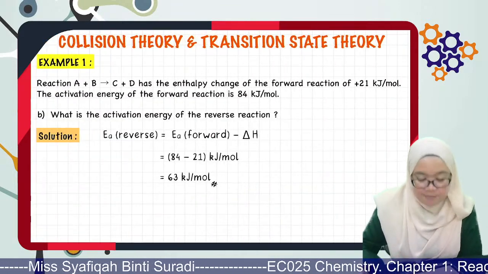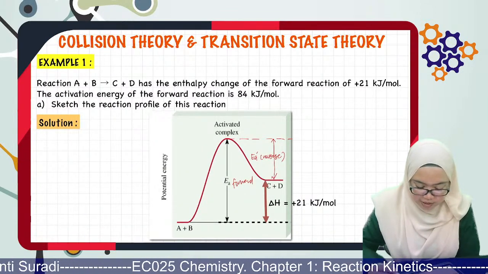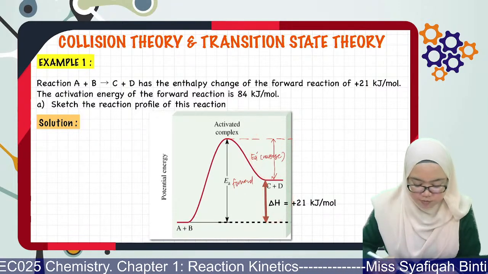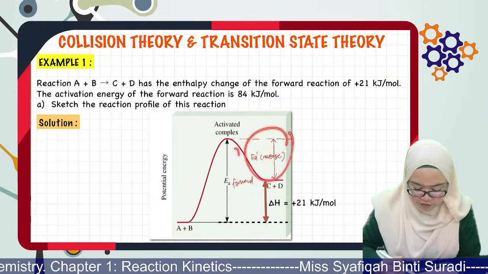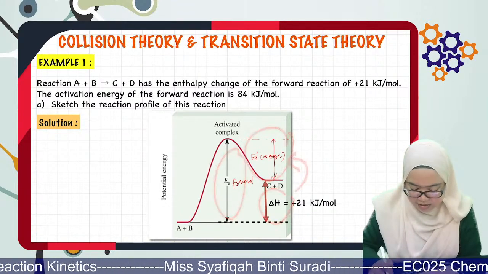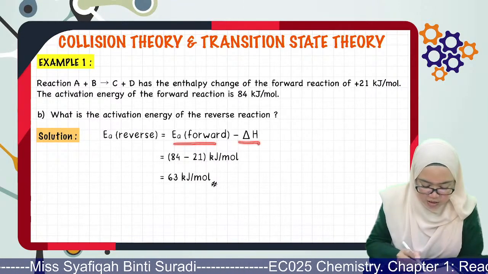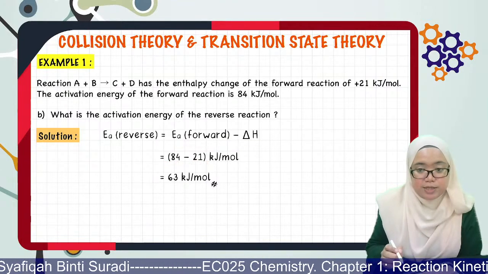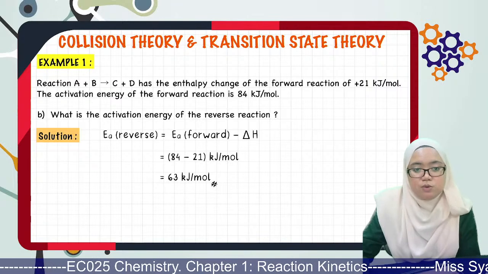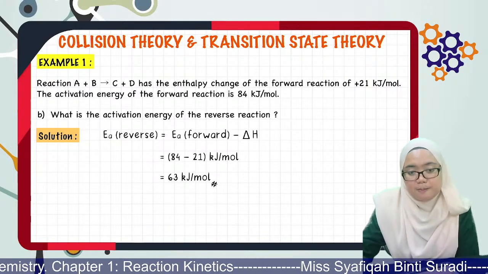So kita akan dapatlah kan. So dekat sini kita punya EA forward ni sebenarnya adalah EA reverse campur dengan delta H. So bila you nak cari EA reverse means EA forward tolak dengan delta H untuk dapat balik EA reverse kita. So EA reverse sama dengan EA forward minus delta H. So 84 minus dengan 21. So you will get 63 kJ per mole. So itu adalah activation energy untuk reverse reaction.